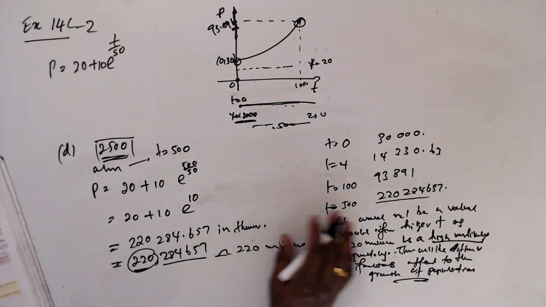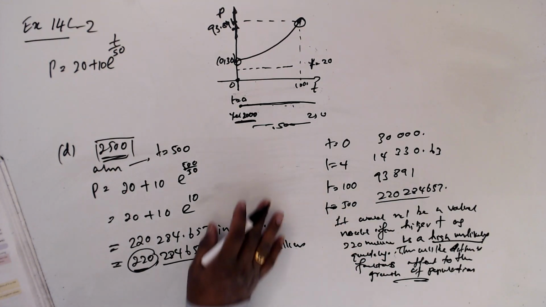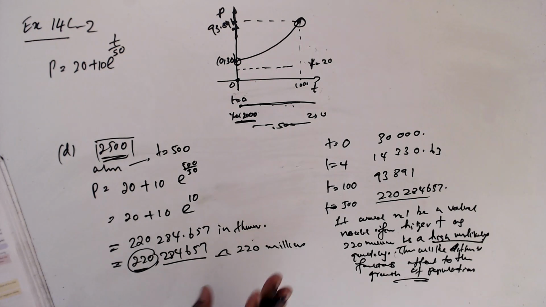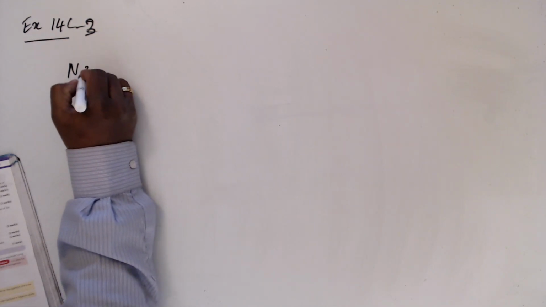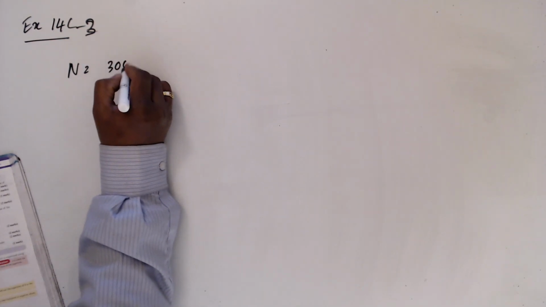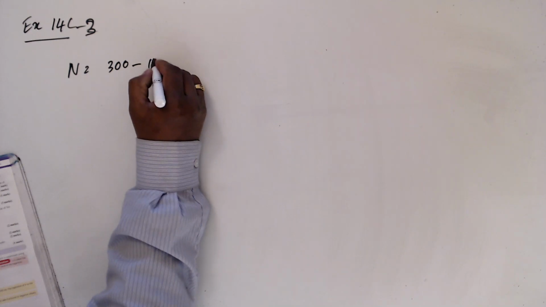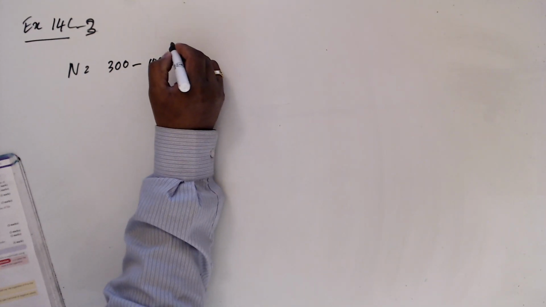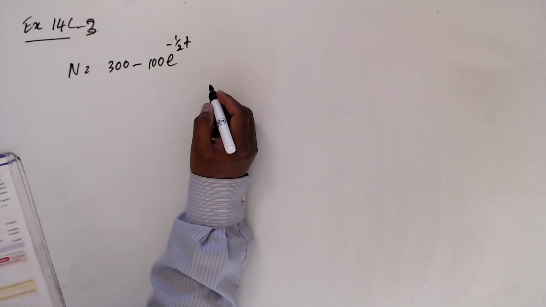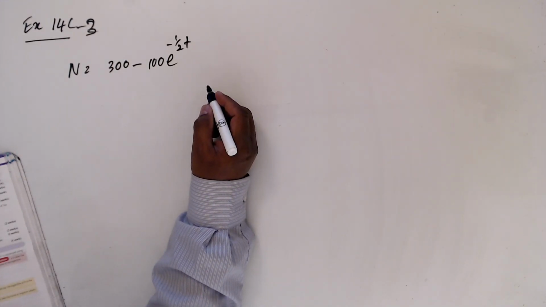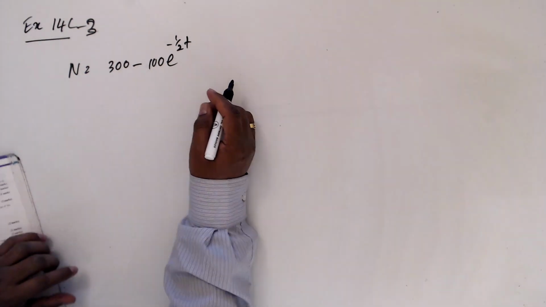So you have to match the person who made this sum, the idea, by looking at it. Question number 3. N equals 300 minus 100 e to the power of minus half a t, 0.5t. This is the number of people infected with the disease, modeled by the formula. Now I am starting to study this one.